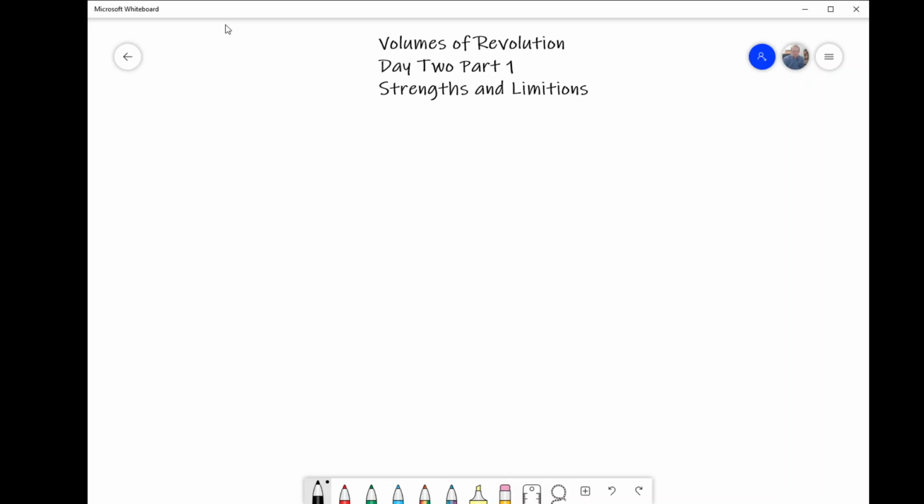Others might be saying, can I use it to solve this problem over here? And the answer for that is no. So it's good to go through the strengths and limitations of this process. So we will start with the strengths. So what good is this process?